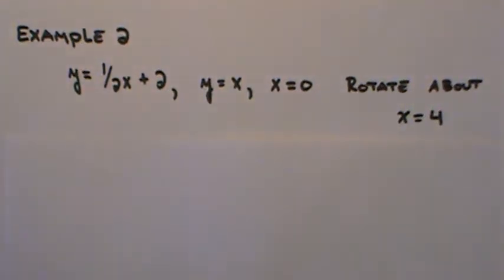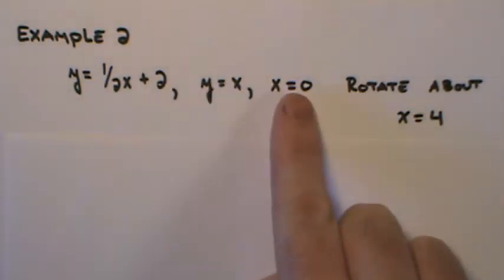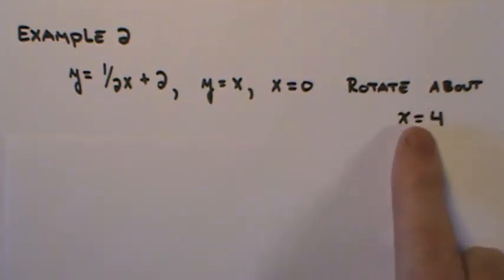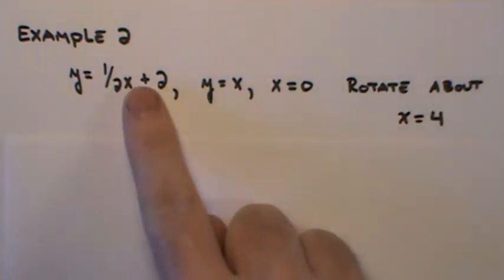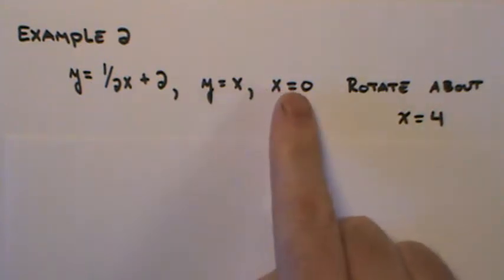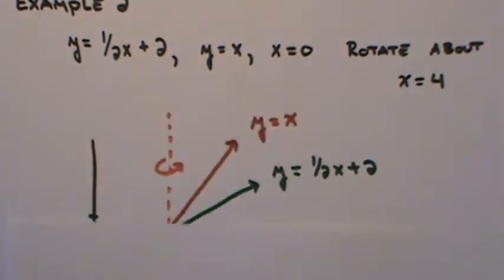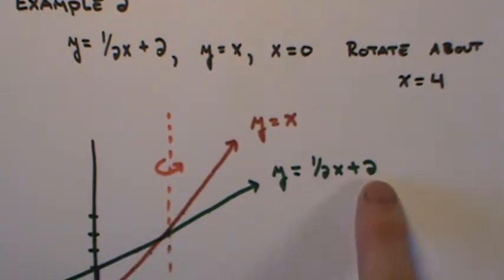A second example of finding volumes using the shell method. We begin with these equations that designate a region to be revolved about the line x equals 4. So we've got a line, and a line. I've already graphed these. So I'll start off with the y equals 1/2 x plus 2.